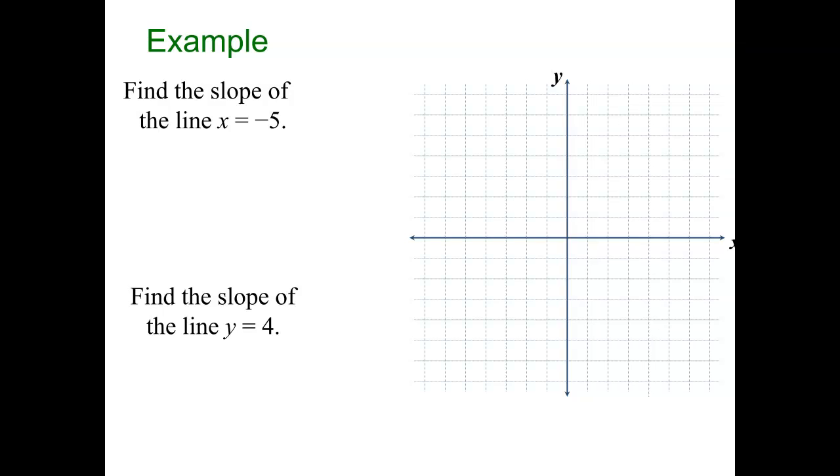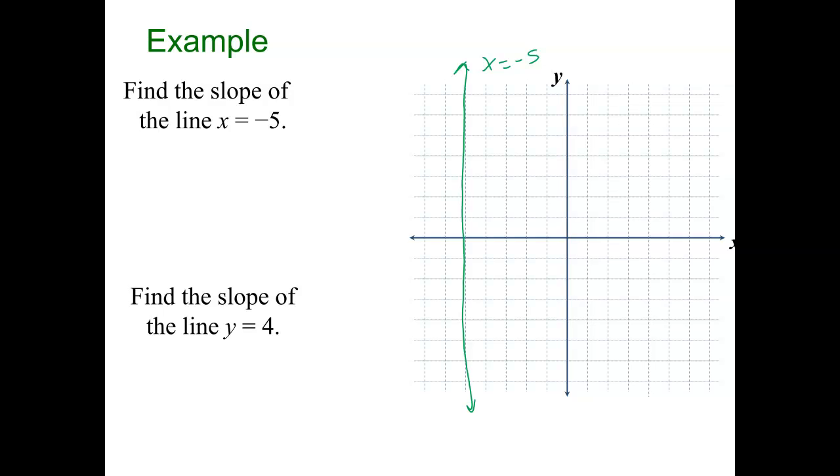Now let's look at a couple special lines. Find the slope of the line x equals negative 5. What was special about a line like x equals negative 5? Well, they're all straight lines, but it's going to be a vertical line, because x is always negative 5. So x equals negative 5 is going to be that vertical line. Doesn't matter what the y value is, x is always negative 5.